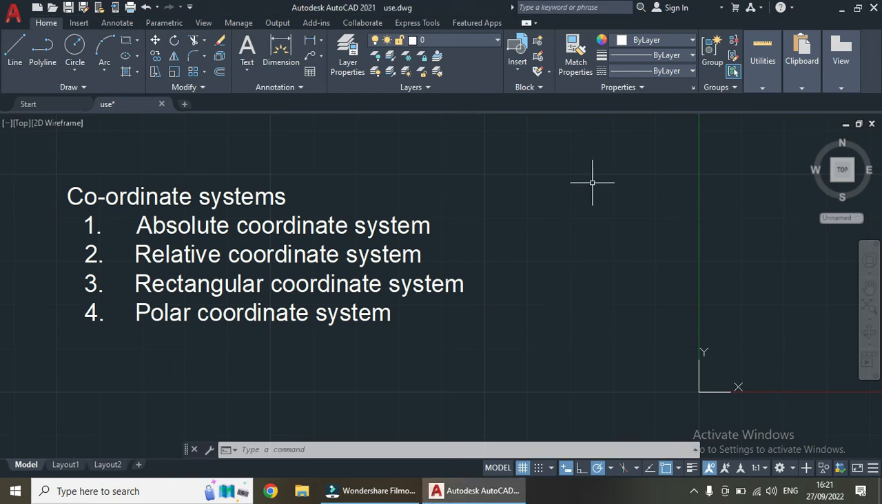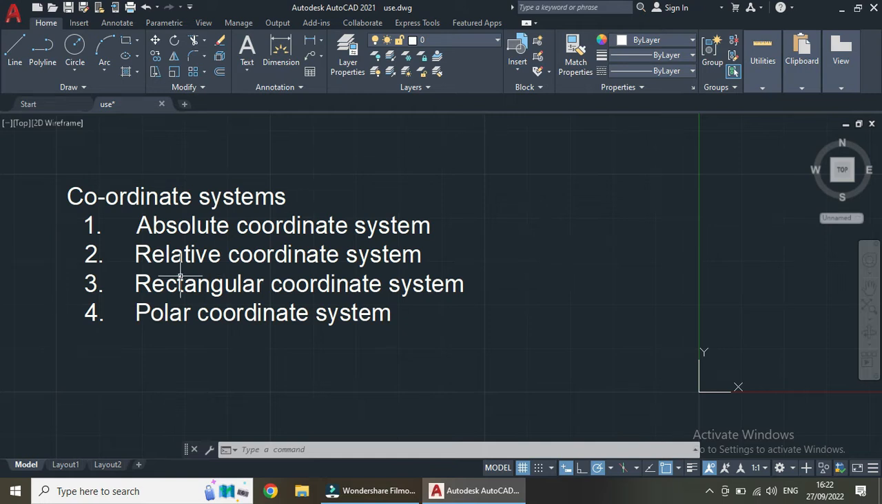This is Pushpa. In this video, we are going to see the coordinate systems that are used in AutoCAD. So, first of all, what is meant by coordinate system? In geometry, a coordinate system is a system that uses one or more numbers or coordinates to uniquely determine the position of other geometric elements on a manifold such as a Euclidean space.